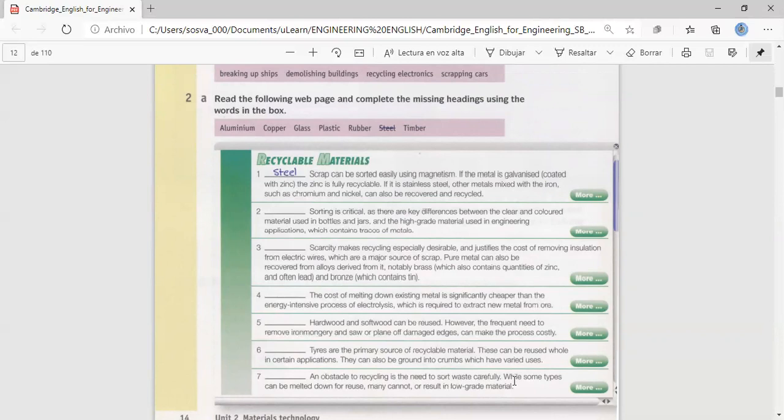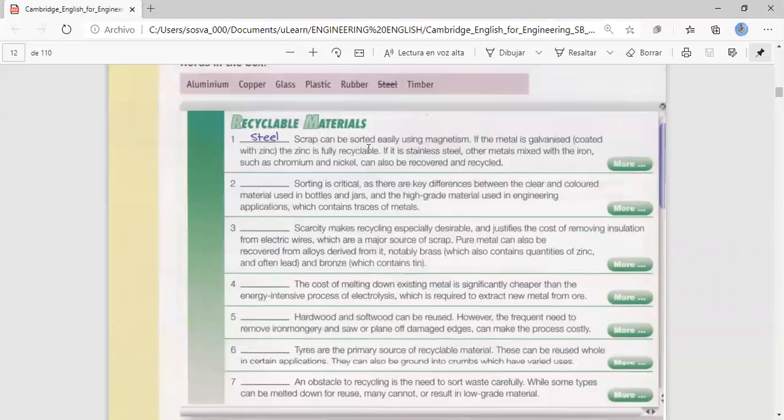So this web page about recycled materials is describing the material. You need to think about the description of the material, and according to the description, you're going to decide which material they are talking about. Let's look at an example. Let me zoom in more. Look at example number 1.